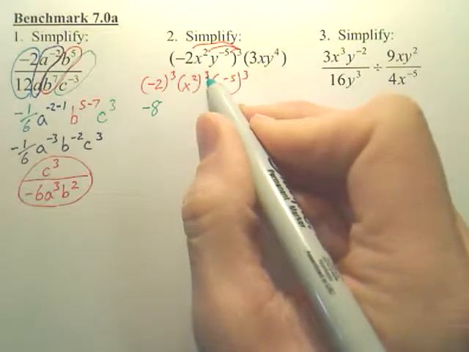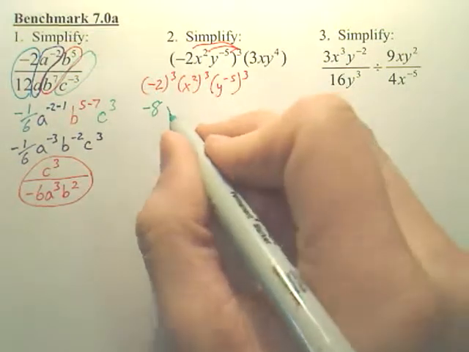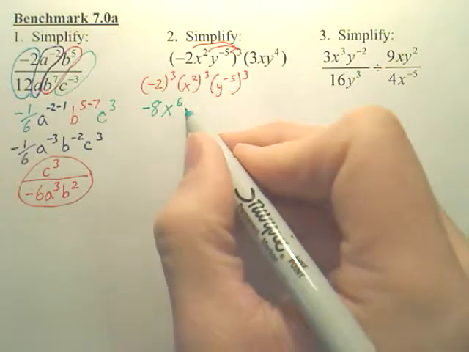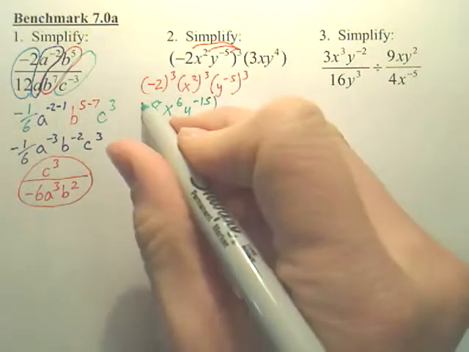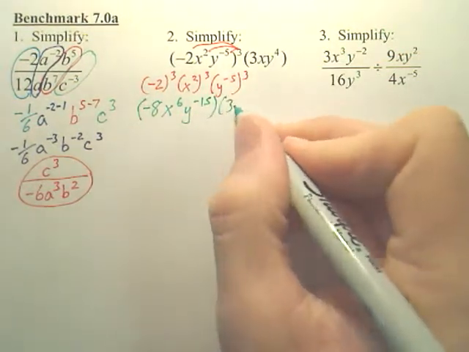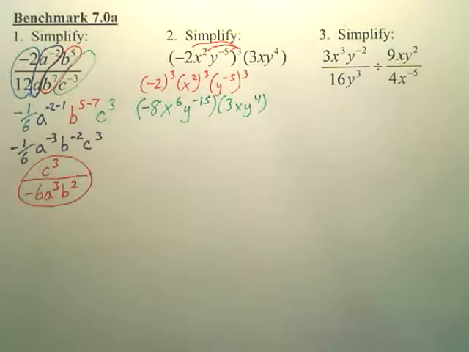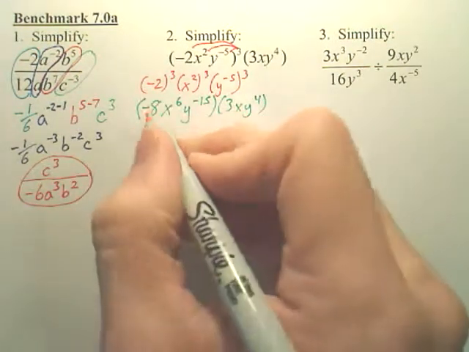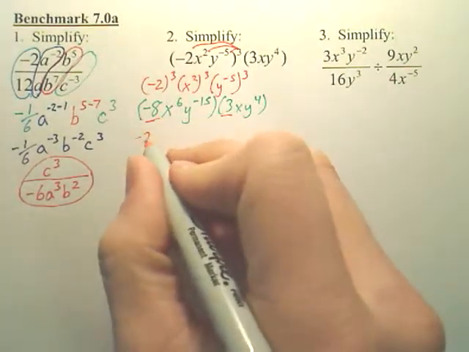X squared to the third is x squared, x squared, x squared, which you basically multiply the powers. So that's going to be x to the 6th. And here, you multiply the powers, you get y to the negative 15th. So that's the first piece. Bring down the second piece. Now, we have these two pieces. Now we want to multiply these two pieces. So let's take the numbers. Negative 8 times 3 is negative 24.